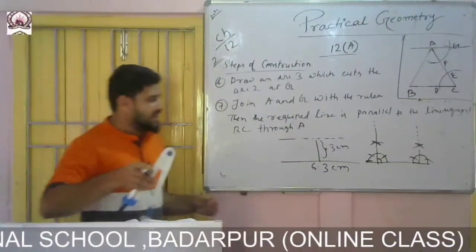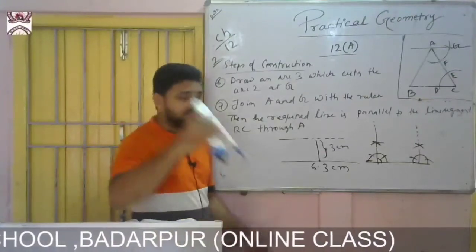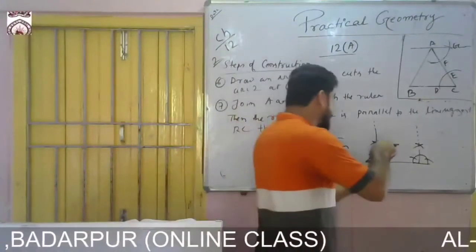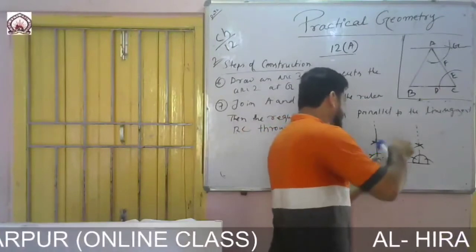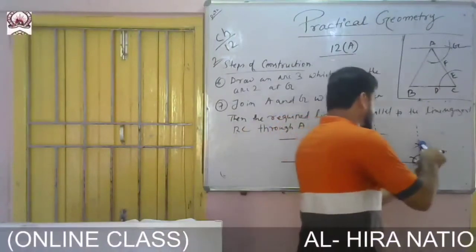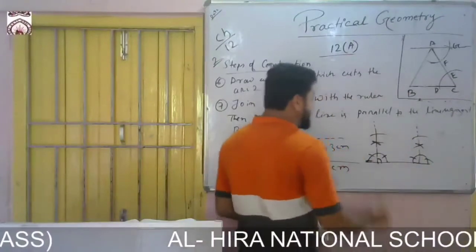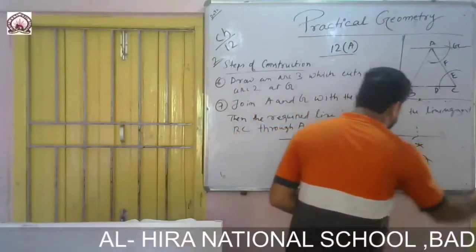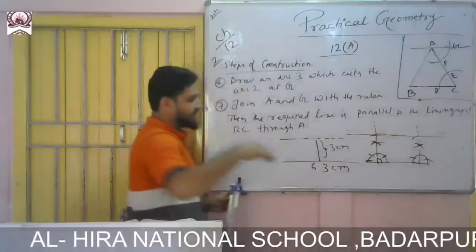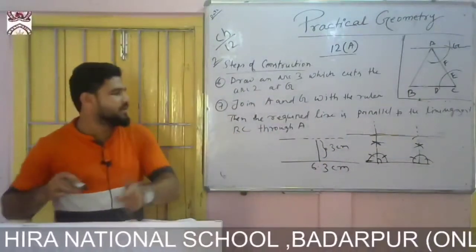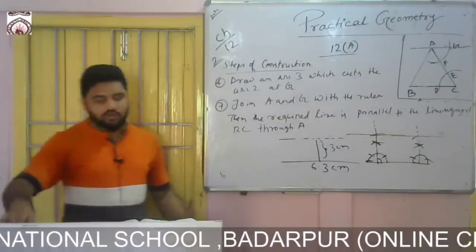Now from the scale you take 3 centimeter. Suppose this is 3 centimeter. From this 3 centimeter you cut here. Again from here you cut this 3 centimeter, so these two will be the same. Then you join with a ruler, and you will get the parallel line. So this will be easy for us. So let us start.